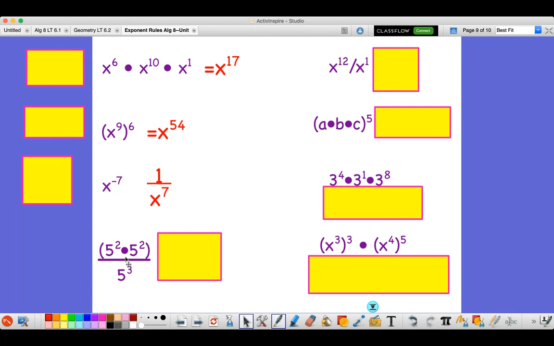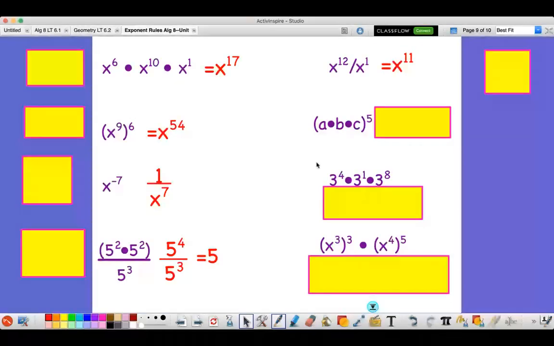In this last problem in this column, it's 5 to the 2nd times 5 to the 2nd, same base, so that gives us 5 to the 4th over 5 to the 3rd. Then you subtract those exponents and you just get 5. Let's go to our second column. X to the 12th over x to the 1st, subtract the exponents and you get x to the 11th.